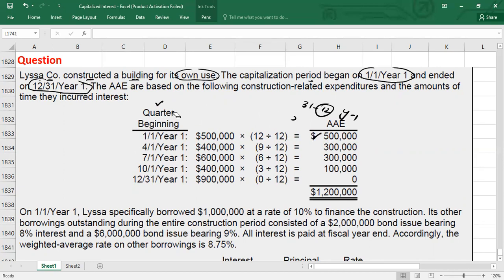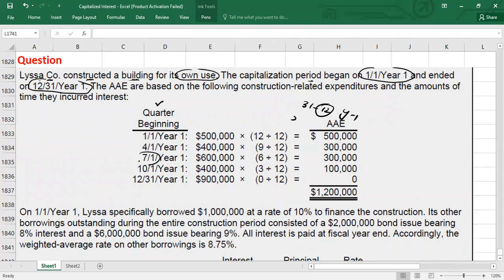Then you have incurred certain money on April 1. And you incurred how much? $400,000 from April till 31st December. How many months were outstanding? 9 months. I will multiply by 9 divided by 12. So I will get 300,000 as the average accumulated expenditure.